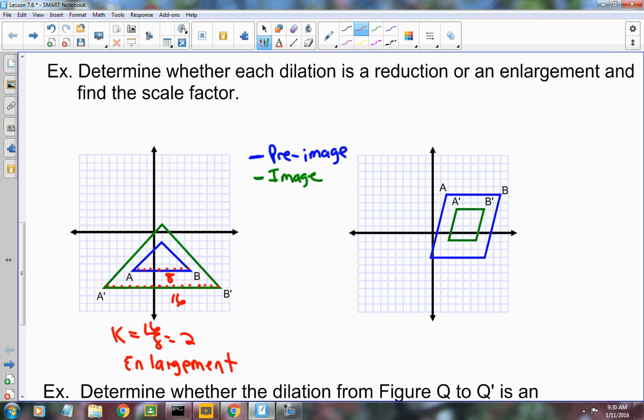Okay, so then we come over here to this one. And again, the blue is my pre-image and the green is my image. If I look at the length of AB, that's 1, 2, 3, 4, 5, 6, 7. And then my green is 1, 2, 3, 4. So to get my scale factor, how do I set it up? Remember, it's image over pre-image, so that would be, what'd you say? 4 to 7, so 4 over 7, which means this is a reduction.